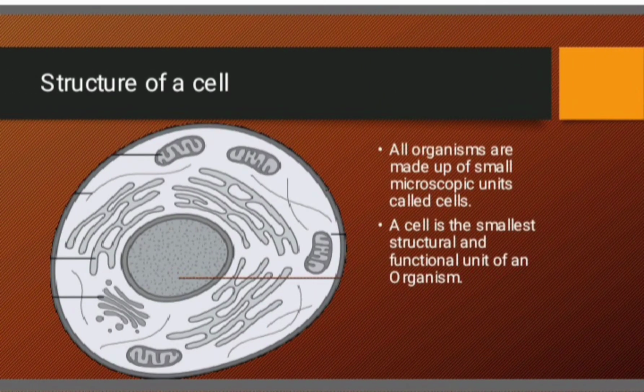Next, where does this respiration take place? Respiration occurs in all the living cells, and in our body you know that there are millions of cells, and each cell performs different functions. All organisms are made up of small microscopic units called cells, and a cell is the smallest structural and functional unit of an organism.